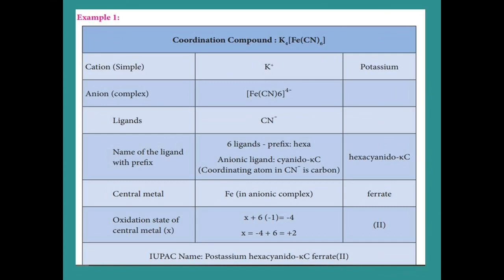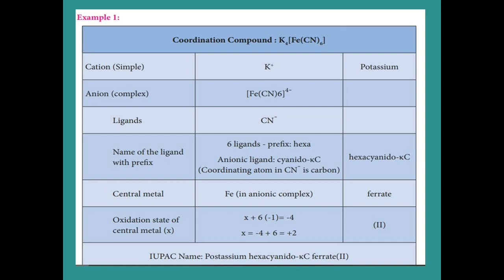First compound, K4[Fe(CN)6]. How can you split this one? K plus [Fe(CN)6]4 minus. Here the ligand is cyanide, a negative ligand. Name of the ligand with the prefix: how many ligands are there? 6 ligands, so hexa. But here the carbon is coordinated to the central atom Fe, so we have to write cyanido, with the small kappa term with the C. So we have to write hexacyanido-kappa-C.